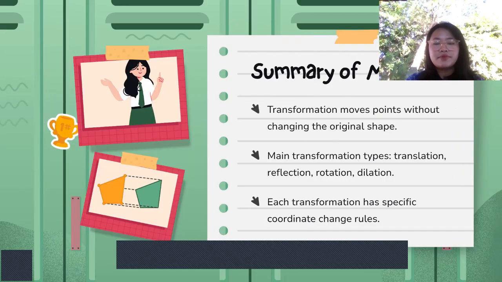To summarize today's presentation, geometric transformation changes the position, orientation, or size of a figure. There are four main types: translation, reflection, rotation, and dilatation. Each transformation follows its own coordinate rules. Understanding these rules helps us solve many geometric problems on the Cartesian plane.